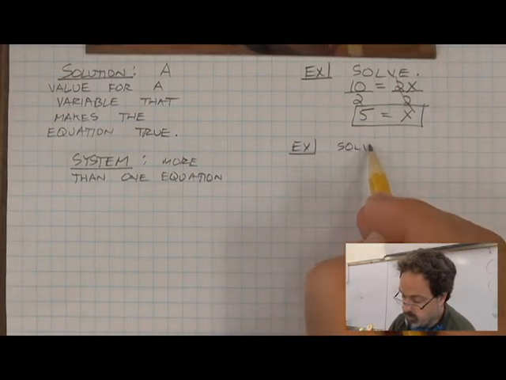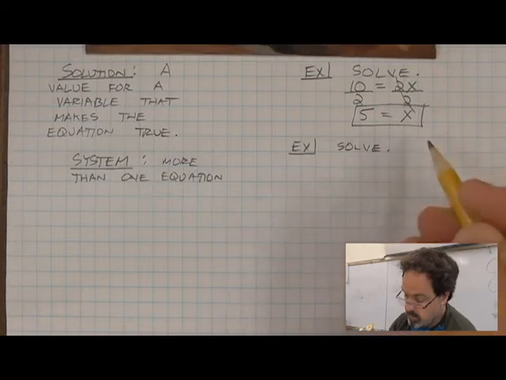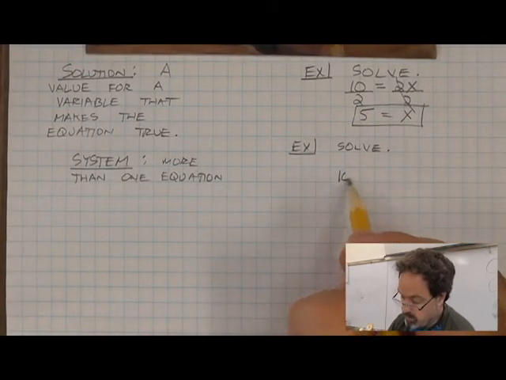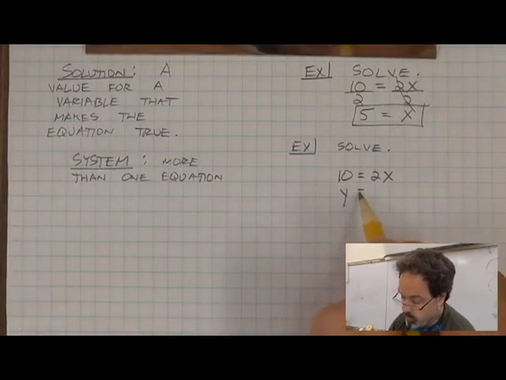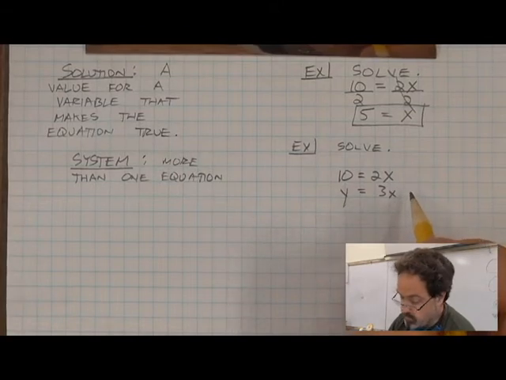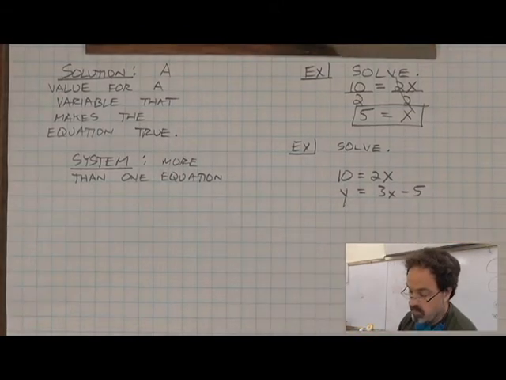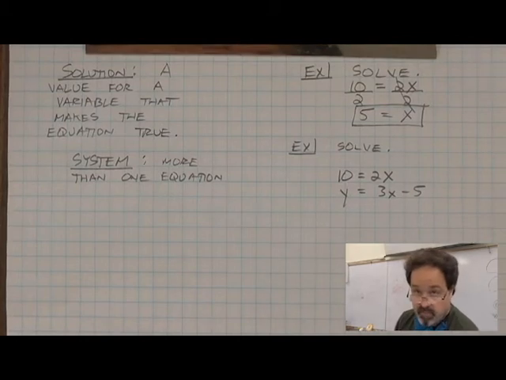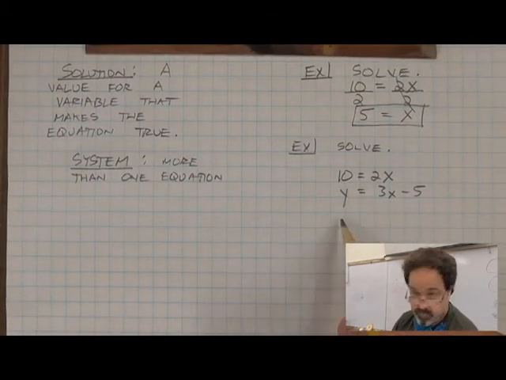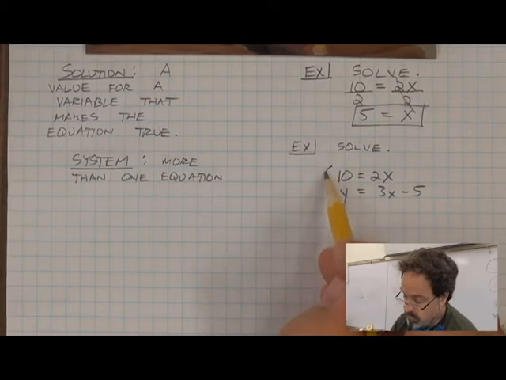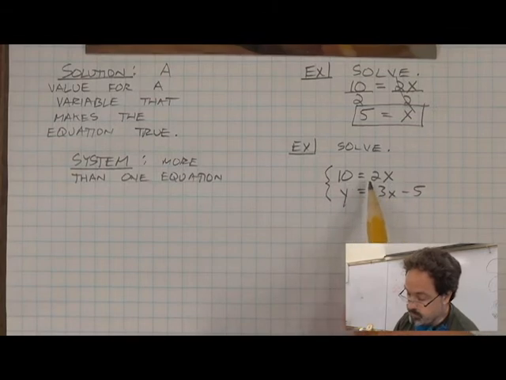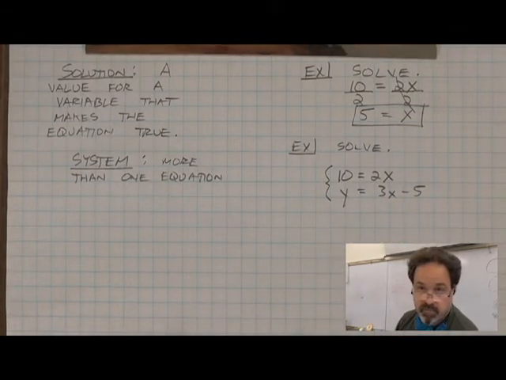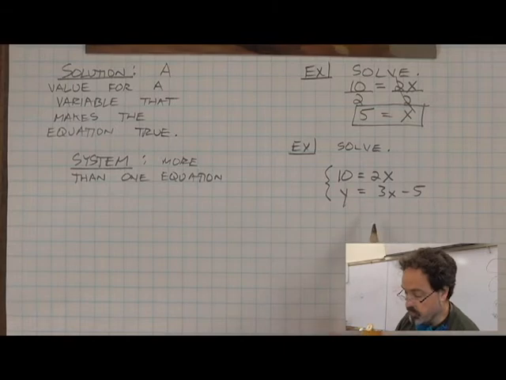We could be asked to solve, but what we start with is not just one equation, but more than one. I'm going to write a second equation, y equals 3 times x minus 5. And typically, if we have a system of equations that are meant to be solved together, then we would join them by a bracket. And this bracket is grouping these two equations. So we have a system here. It's more than one equation.